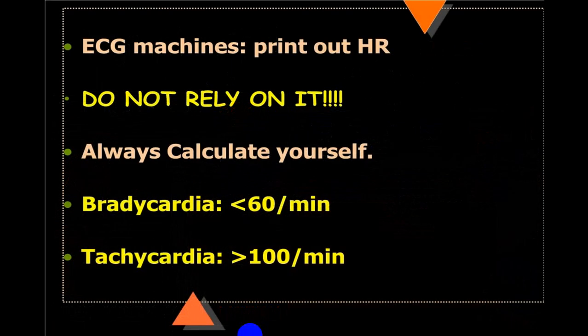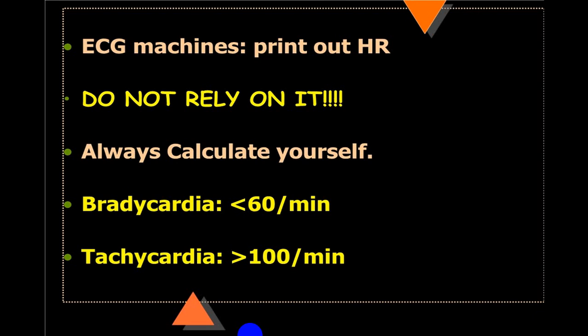The ECG machine will give you a printout of heart rate, because nowadays the majority of ECG machines, which have a computerized chip inside, will give you an ECG recording along with heart rate, atrial rate, ventricular rate, all those. Do not rely on it, because it can give you a false reading sometimes. Always calculate yourself, and we'll show you how exactly you calculate.